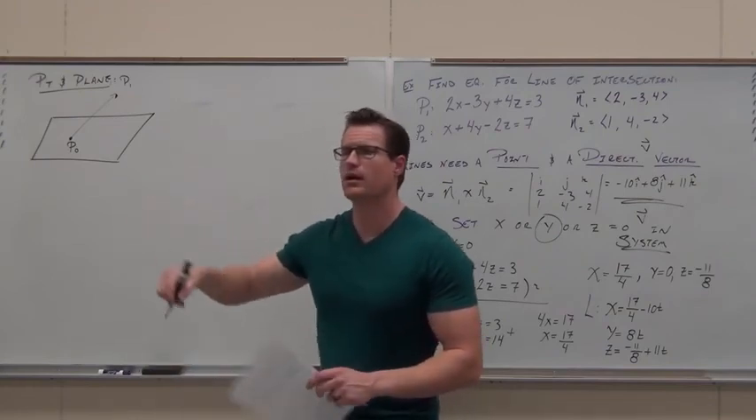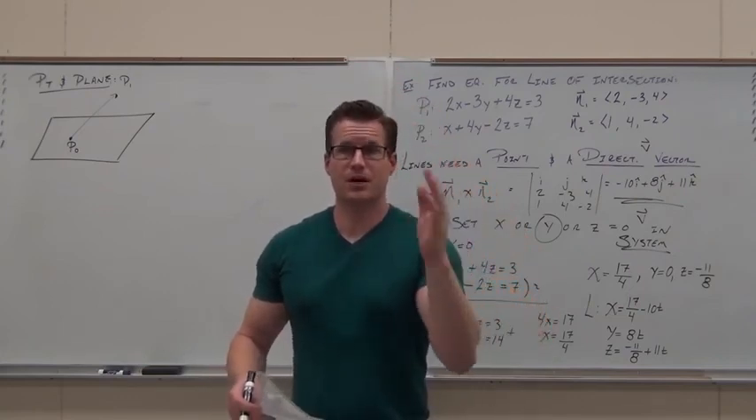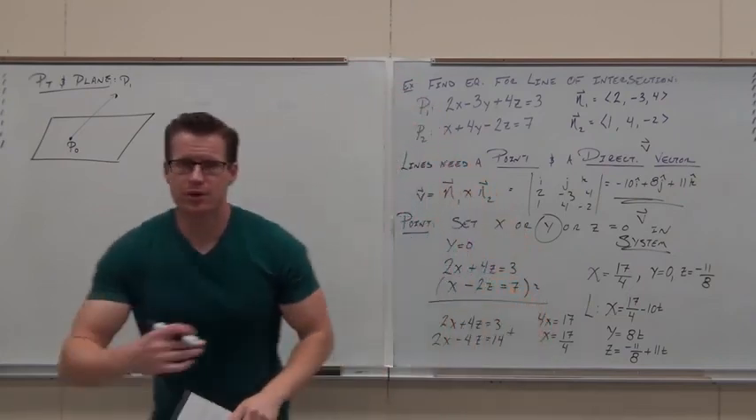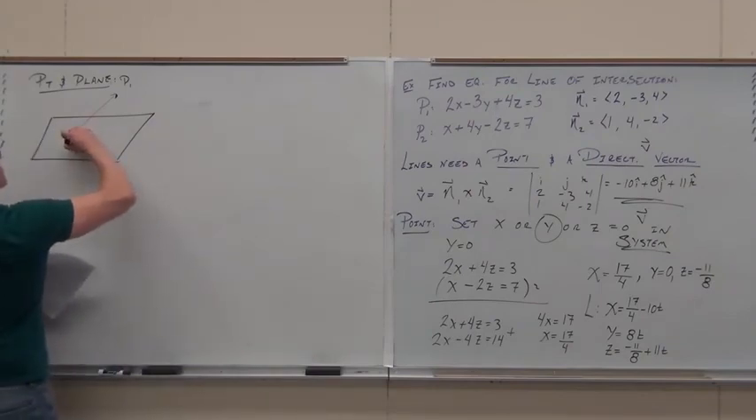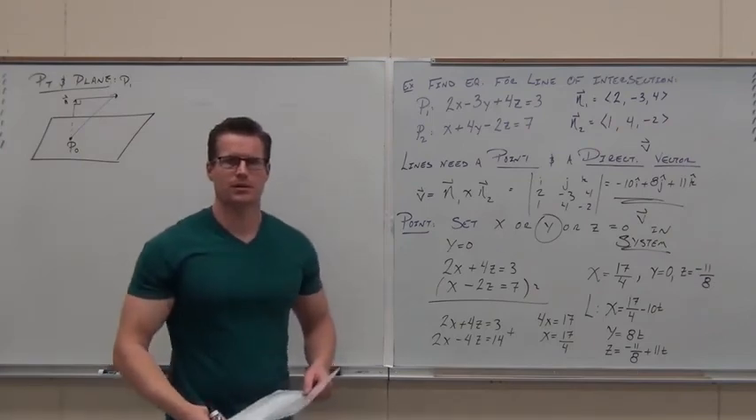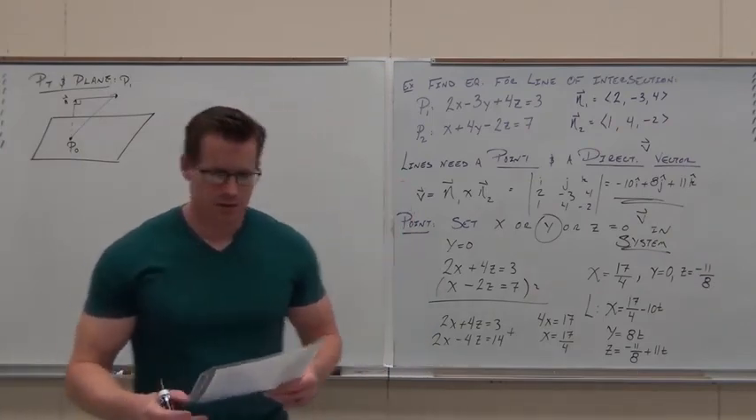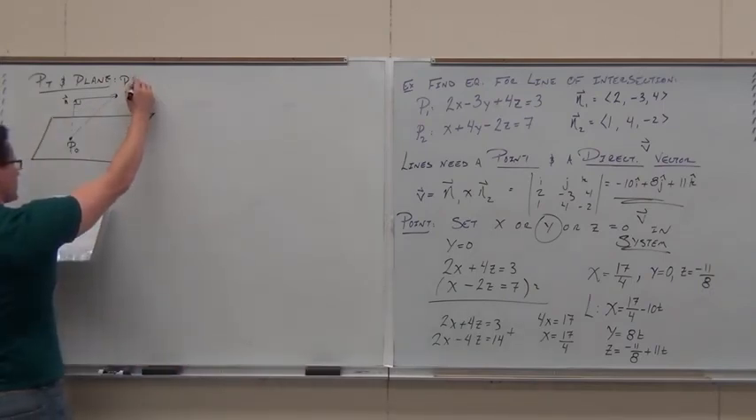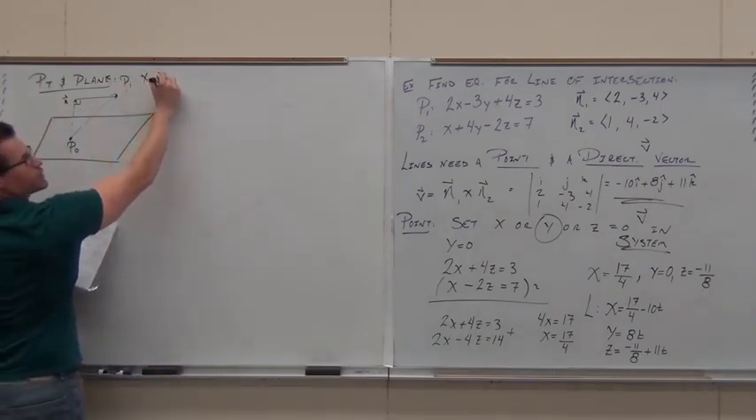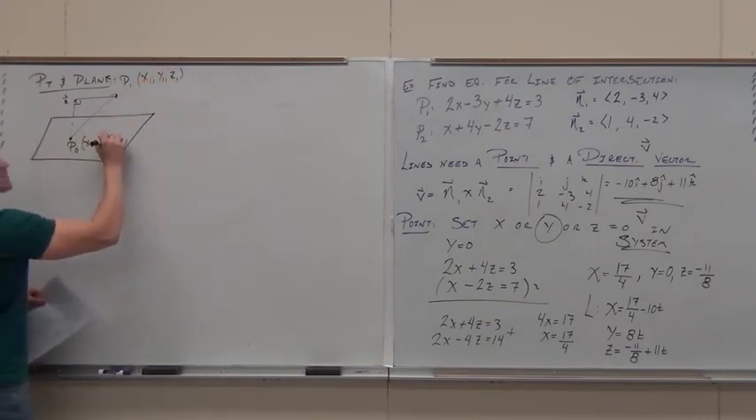But here's the plan. You're going to have a point that's off the plane and a point that's on the plane. If it's not directly perpendicular, what we're going to do is project it onto the normal. So this point one, let's call it X1, Y1, Z1. And this point, X0, Y0, Z0.